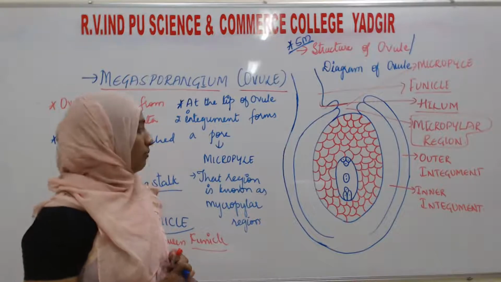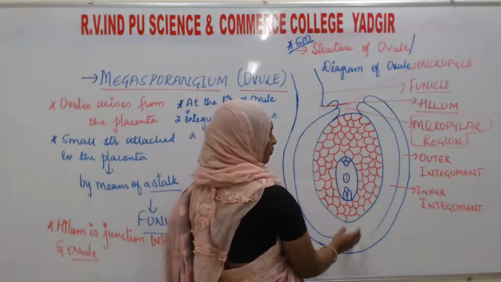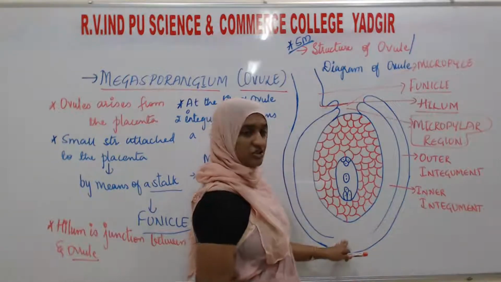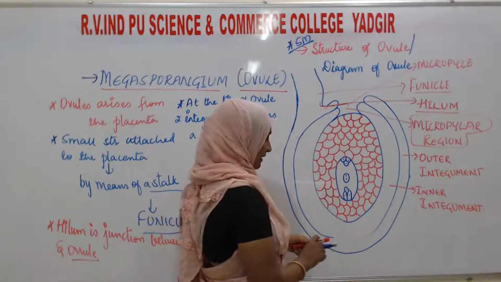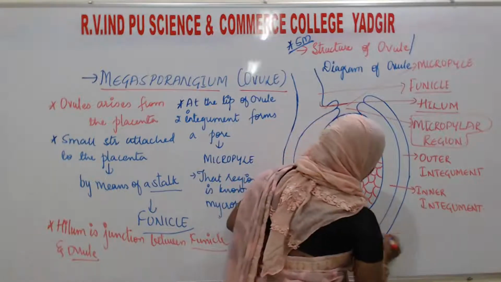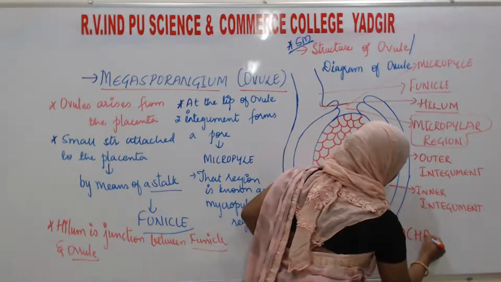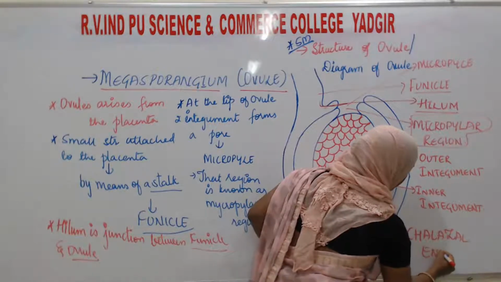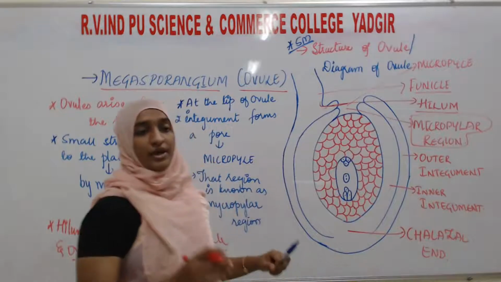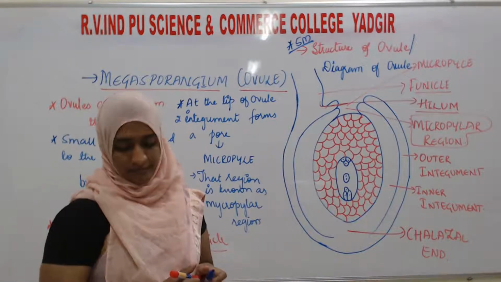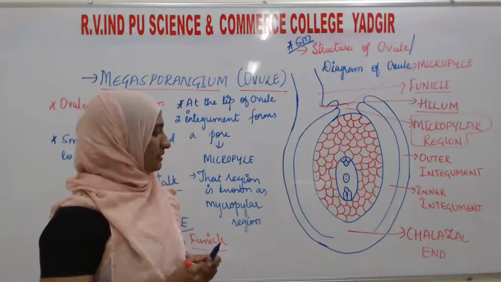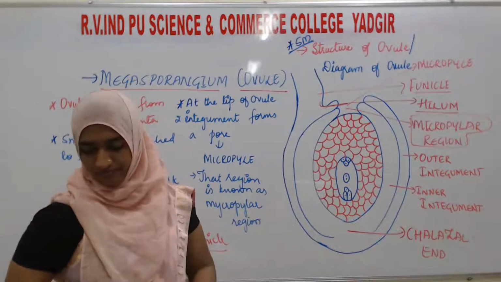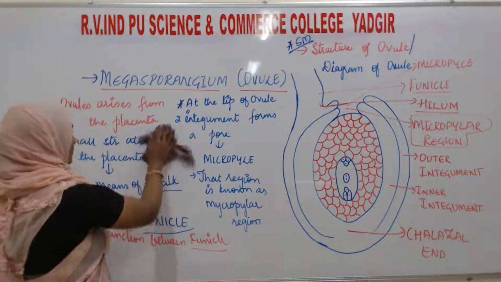Then opposite to the micropylar region, there is one more region, totally opposite to the micropylar region, and that region is known as the chalazal region, or you can also call it the chalazal end, where the two integuments come and meet. The chalazal end represents the basal region of the ovule. See here, I will draw this one.